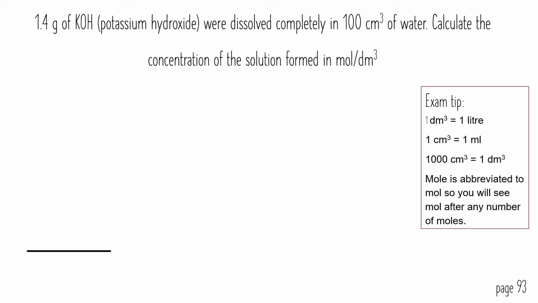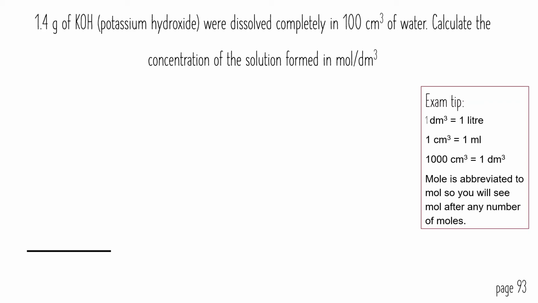So we're just going to look at an example straight away, because this actually is a really simple question to answer. So example 1 on page 93. 1.4 grams of potassium hydroxide were dissolved completely in 100 centimeters cubed of water. Calculate the concentration of the solution formed in moles per decimeter cubed.